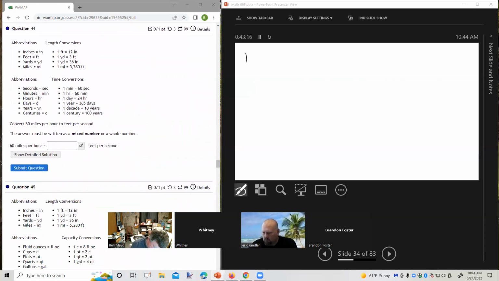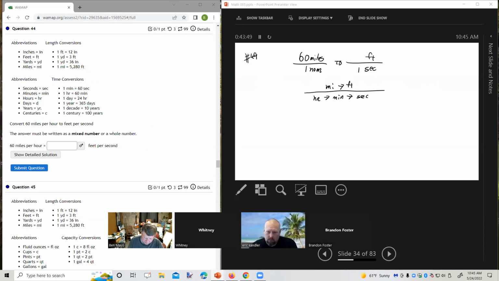44 coming up. Convert 60 miles per hour to feet per second. Okay, 60 miles per hour to feet per second. So now we need to convert miles into feet and hours into seconds. So our roadmap, on top, we can go straight from miles to feet. On the bottom, we're going to go hours to minutes to seconds. Okay, so 60 miles per 1 hour.